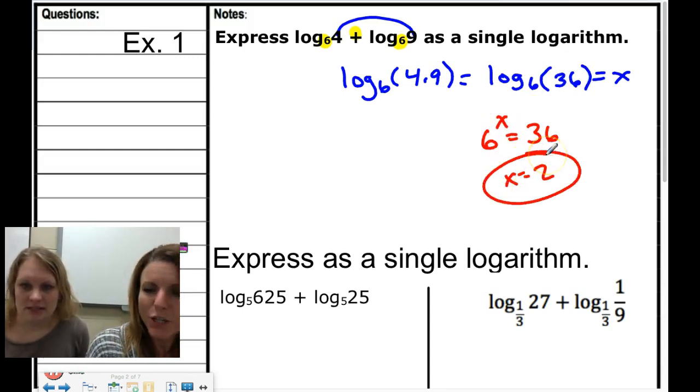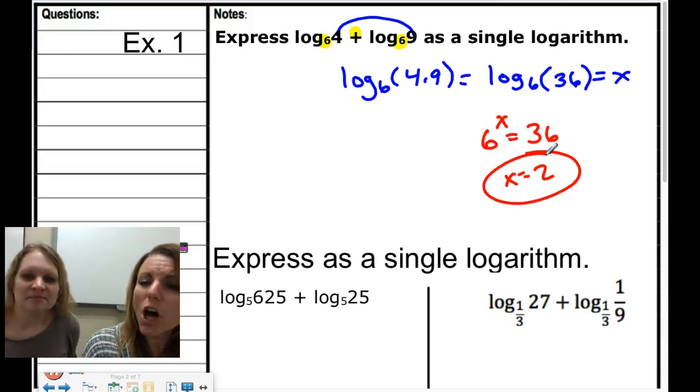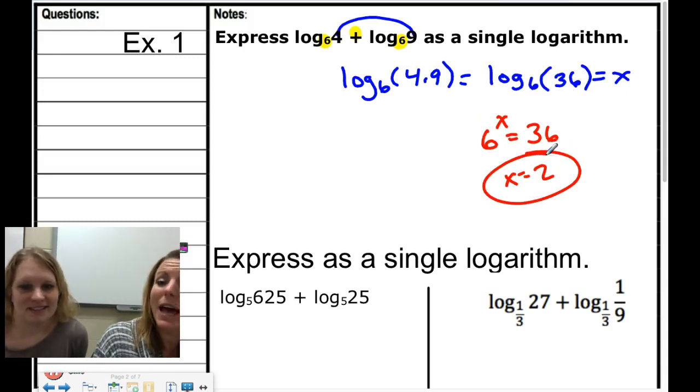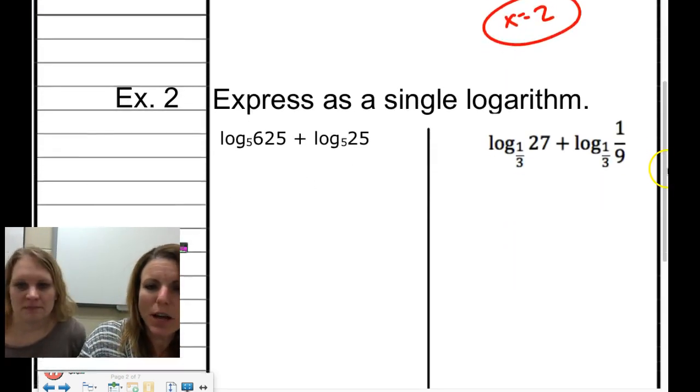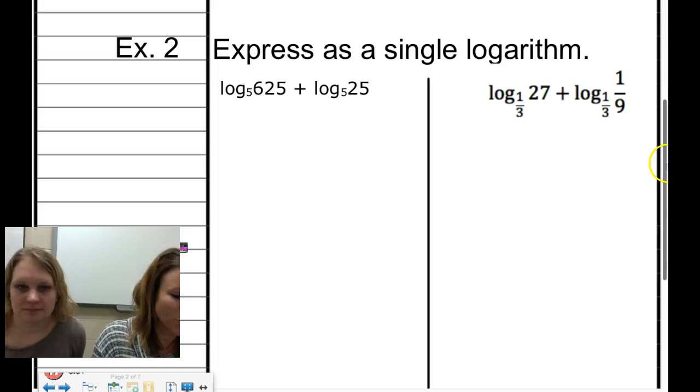Exactly. 6 times 6 is 36. So we just expressed it as a single log and simplified. Notice we did not leave log in our answer. That's easy enough. All right, should we try a couple more here? Okay, let's do the left one.